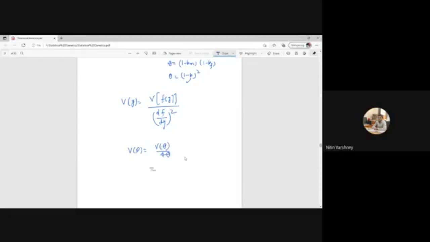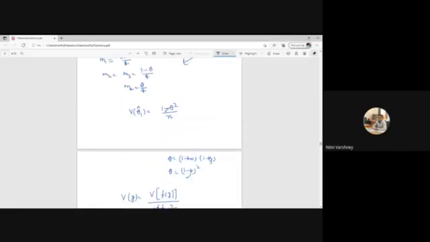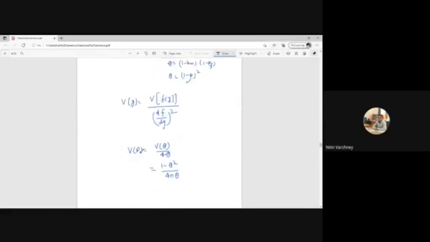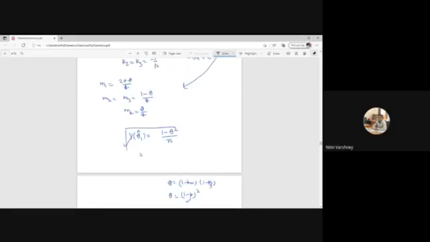And we know that the variance of theta is (1 minus theta) squared upon n. So if we calculate the variance of the probability, that is, the variance of our recombinant fraction, it will be the variance of theta upon 4 theta, that is (1 minus theta) squared upon 4 n theta. This we have to remember.